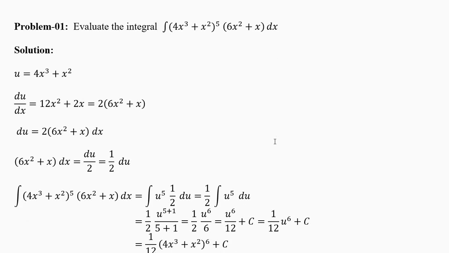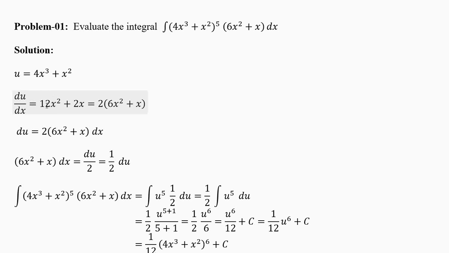Now, problem number 1. We had 3 simple examples. Now, let's start doing the problems. Evaluate the integral of (4x³ + x²)⁵ times (6x² + x) dx. Now, here we have the power function n equal to 5 and the argument is u equal to 4x³ + x². We can use some other symbol, but your textbook will be using this symbol.